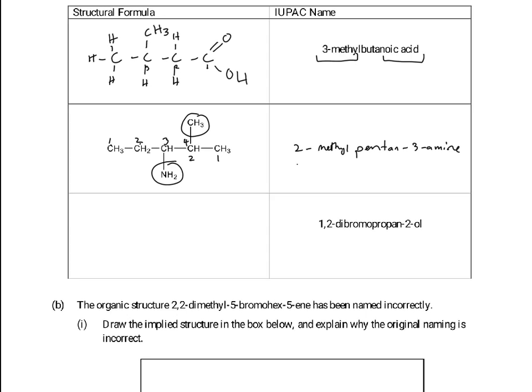Alright, last up, 1,2-dibromopropan-2-ol. So prop, 3 carbons, 1, 2, 3. 2-ol tells us there's an alcohol on the 2nd carbon. And 1,2-dibromo tells us that we've got 2 bromines, one is on the 1st carbon, one is on the 2nd. So one on the 1st, one on the 2nd, and then you go through and add all your hydrogens. So this one can fit 2 more hydrogens, the middle carbon's already got 4 bonds, and the last one needs 3 hydrogens.